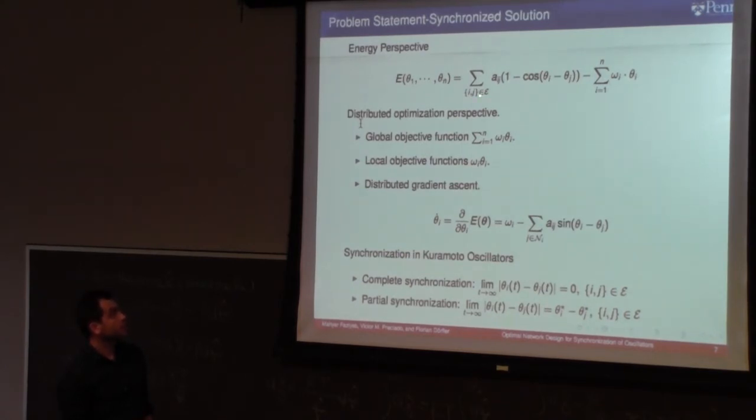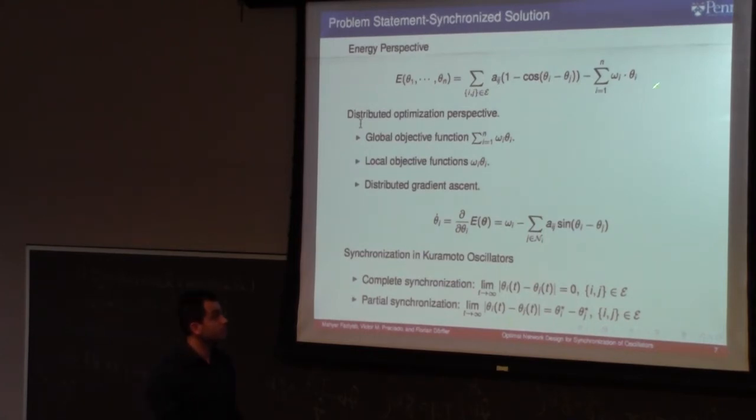As you can see, it involves 2 summations. The first summation involves a nonlinear consensus term that tends to synchronize all the theta i's. And the second term is a repulsion term. It tends to drive away all the phases from each other, right?